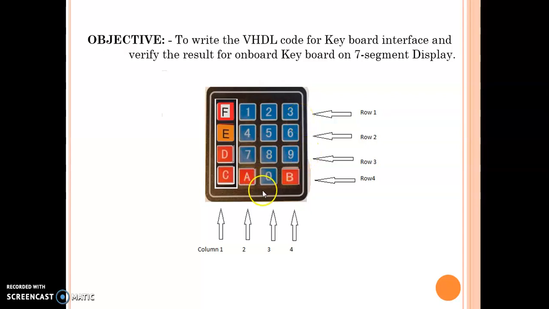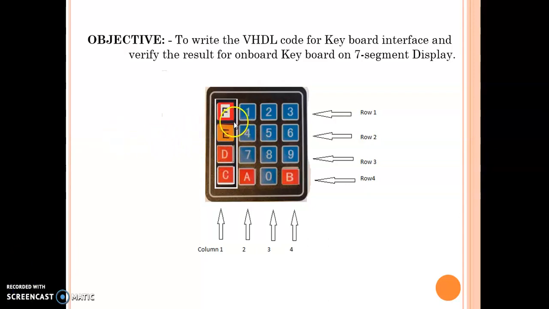Basically we are going to implement a hex keypad which has a total of 16 hex values, meaning 0 to 9, then A, B, C, D, E, F. We are going to implement hex numbers here. That is why it is called a hex keypad. And accordingly we will send the value to the 7-segment display.